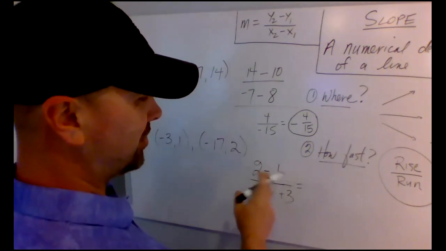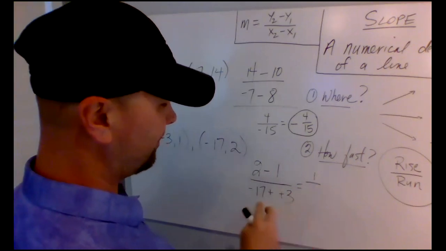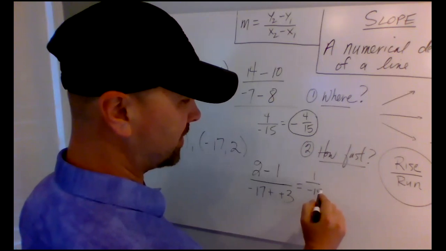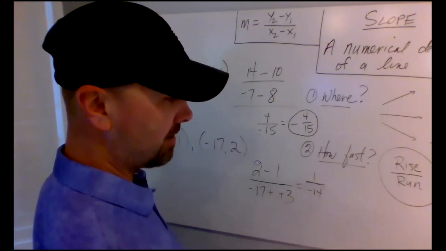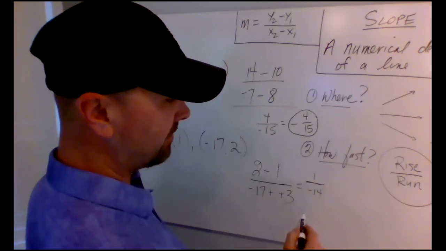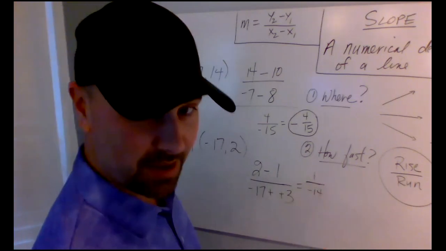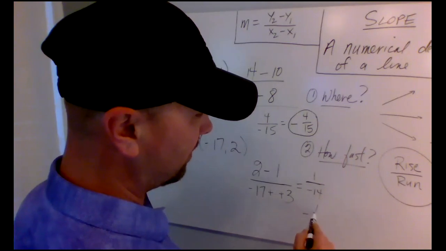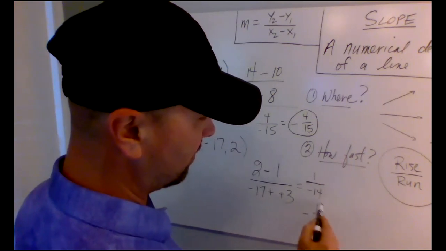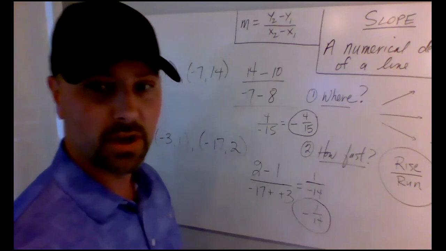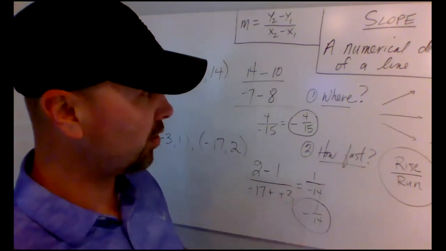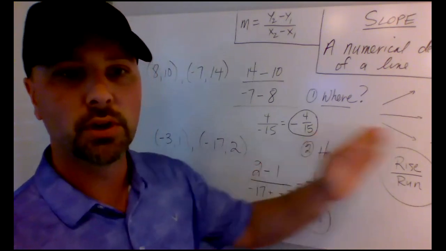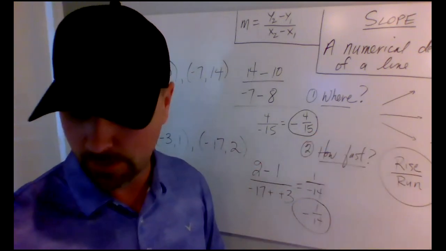Last step, do the computation. 2 minus 1 is 1. -17 plus 3 is -14. Okay, simplify. 1 over 14 can't be brought down, but a positive divided by a negative is a negative. So that has a slope of -1 over 14, which is really a gradual drop, down 1 over 14.